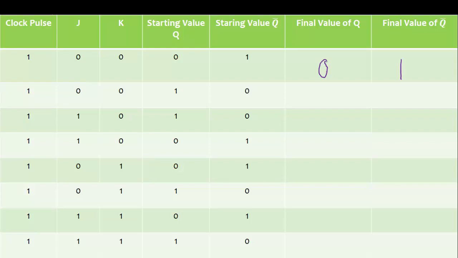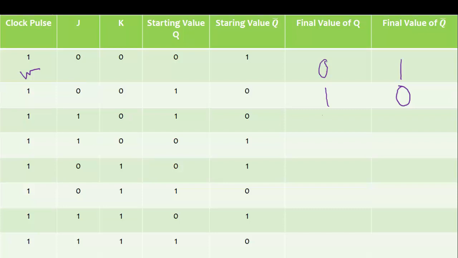It's all about understanding. When J and K are both 0, the starting value of Q was 1. The ending value is 1. The starting value of not Q is 0. The final value of not Q is 0, because the rule is when both J and K are set to 0, Q and not Q remain unchanged. Now the clock pulse is always going to be 1. You're always going to see it written as 1, or if you're in another class, you may see it written like this, some kind of symbol, meaning it's running. But it's always going to be 1 in Cambridge.